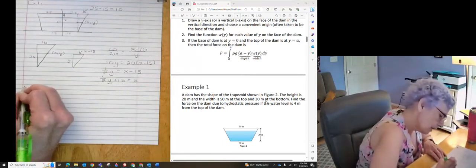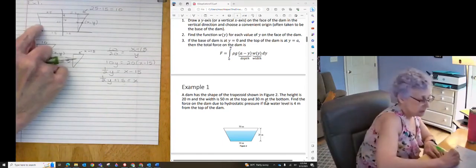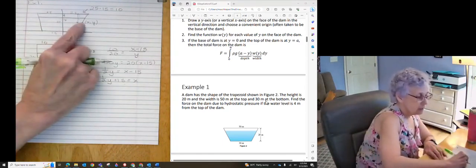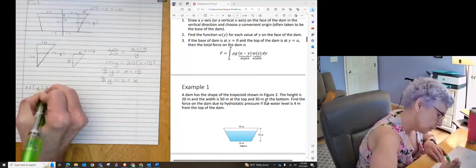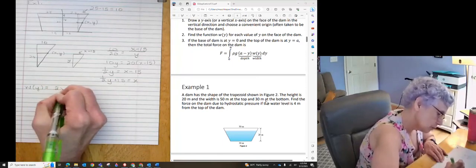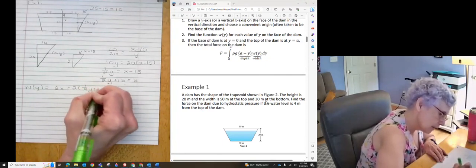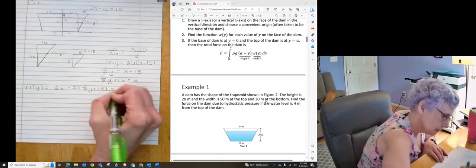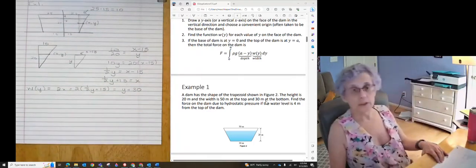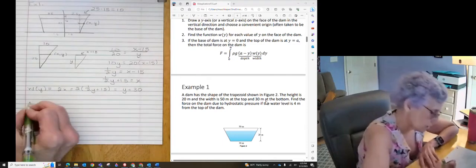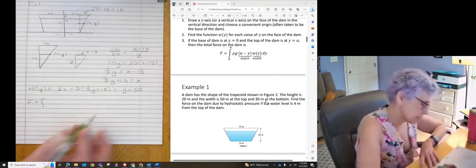But the width of my trapezoid is 2 x's, because it comes from negative x all the way over to positive x. So width as a function of y would be equal to 2x, which is 2 times 1/2 of y plus 15, which would be y plus 30.